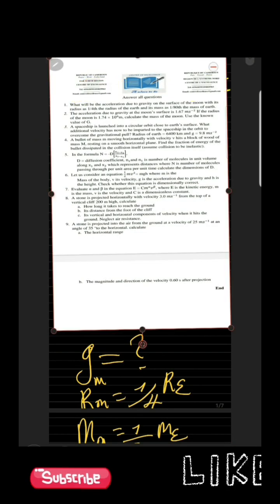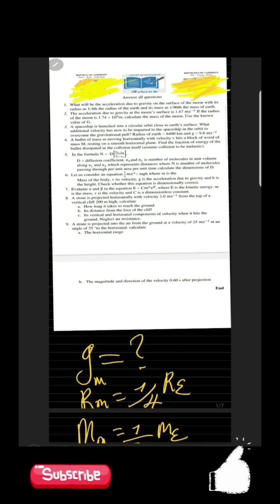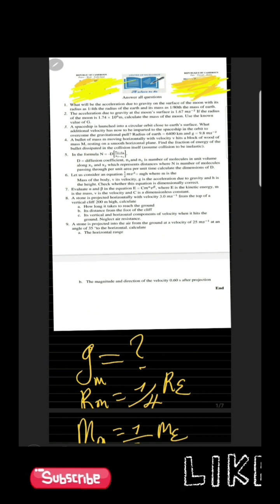So in this video, I will just try to talk about it, and we see how it goes. Then let us see how to analyze the next question. The next question is saying that the acceleration due to gravity on the moon's surface is 1.67 meters per square second. If the radius of the moon is 1.74 times 10 to the 6 meters, calculate the mass of the moon. Use the known value of G.